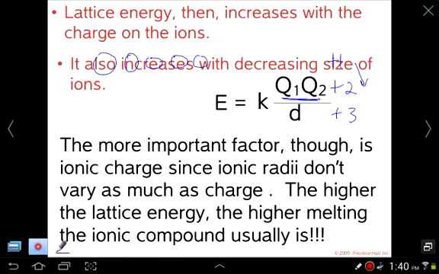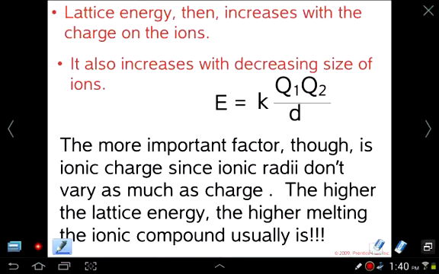And then lattice energy also increases with the decreasing size of the ions. Make sure you understand that the charge makes lattice energy increase, and the distance makes it decrease, is the idea.